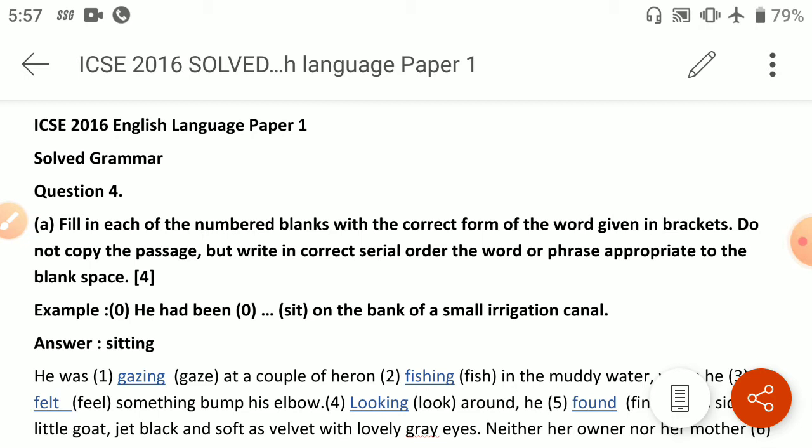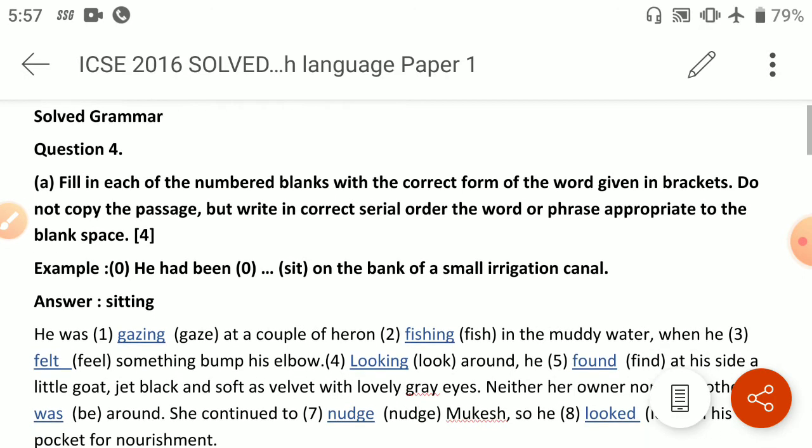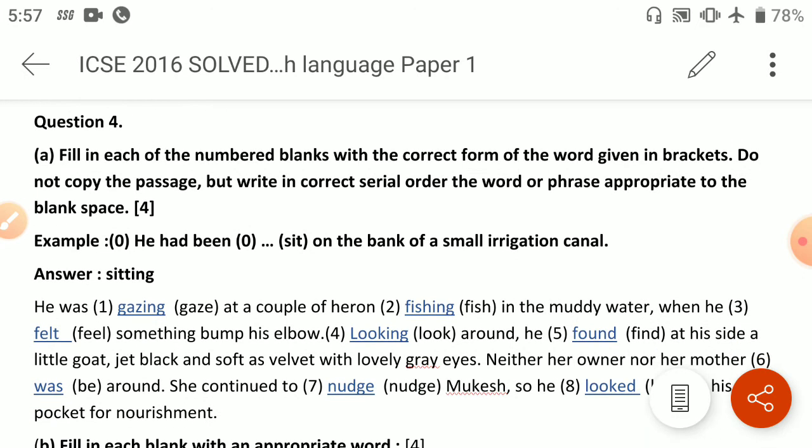Language Paper 1. As in the earlier series, we have seen how we are going to apply those tricks, formulas, certain tricks and tips to solve these grammar questions. So, let's get started with this ICSE 2016 paper. Let's see the first one in the grammar component.